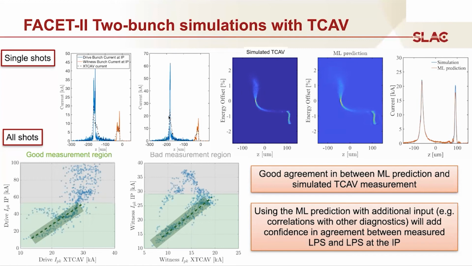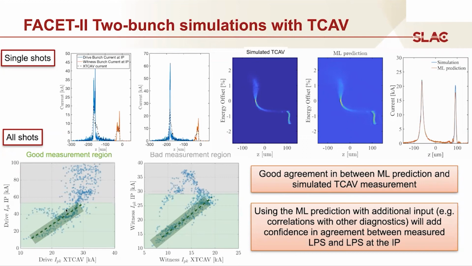And again, here we have a situation where there's some shots for which the machine learning model predicts the TCAV accurately, and the TCAV measurement accurately also predicts what you actually have at the interaction point. And that is shown in these 2 plots here, where you see the witness bunch peak current as measured by the TCAV on the x-axis versus the witness bunch peak current that's actually there from the macroparticle distribution dump. And you see that for most shots, this is accurately described, but for some shots where the beam is very short, this gets smeared out by the TCAV streak.